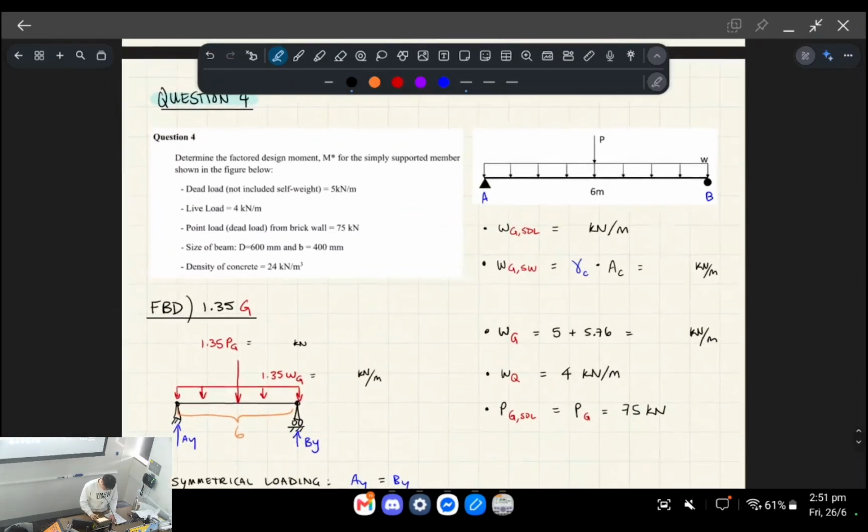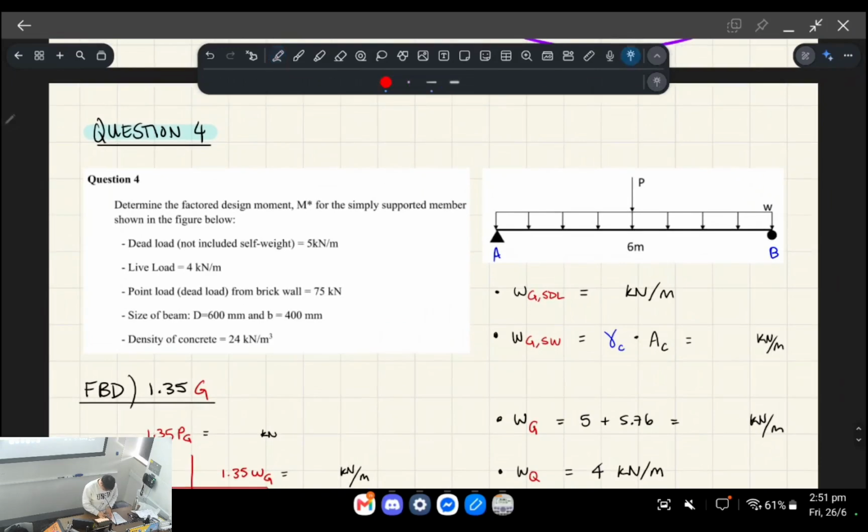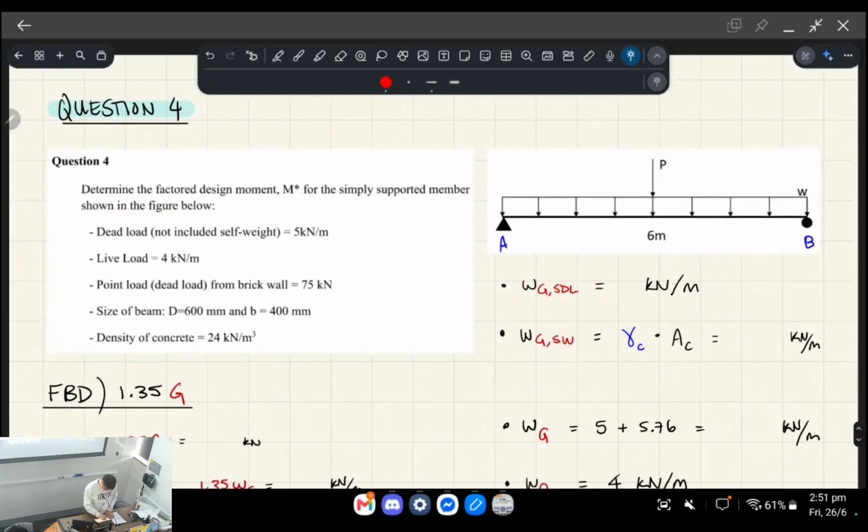But let's see how far we get, and if I don't finish it, we'll finish it next lesson, all right? So the question says, determine the factored bending moment, M star, for the simply supported member, as you can see on the right-hand side. So this doesn't look too different to what you've probably seen already in 1300.